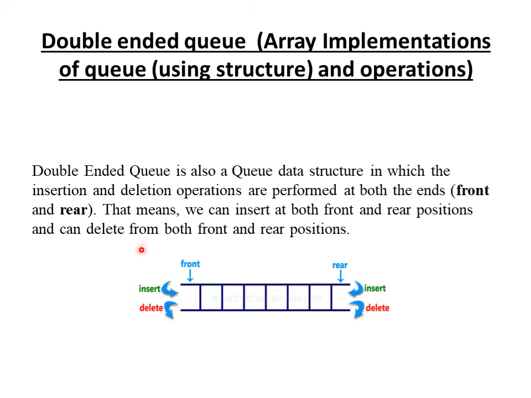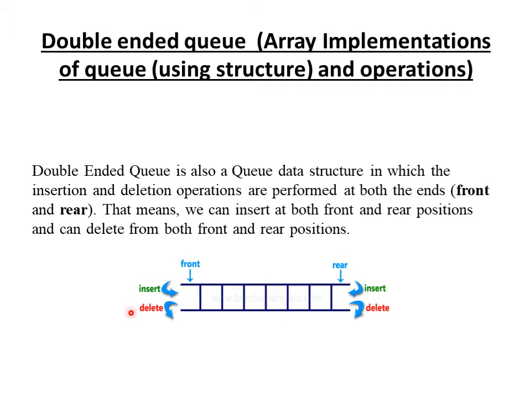A DQ is nothing but a queue where two operations take place at one end, that is, in the front end you can insert and delete, and in the rear end you can insert and delete. These operations, performed on both sides, are called a double-ended queue.